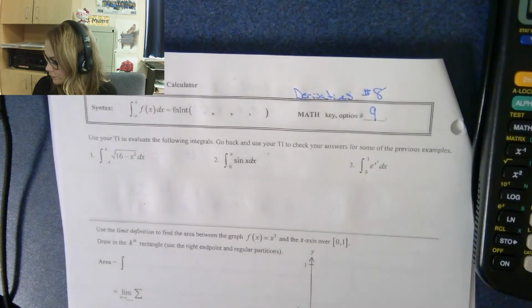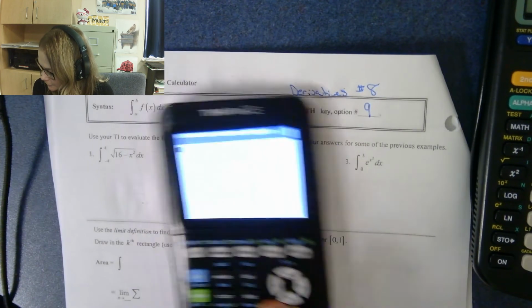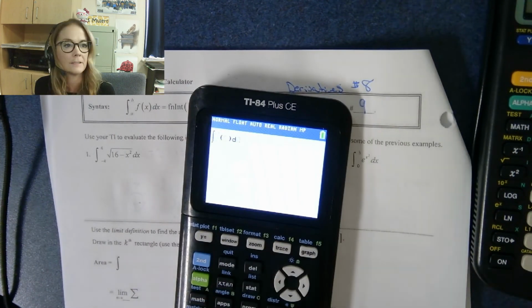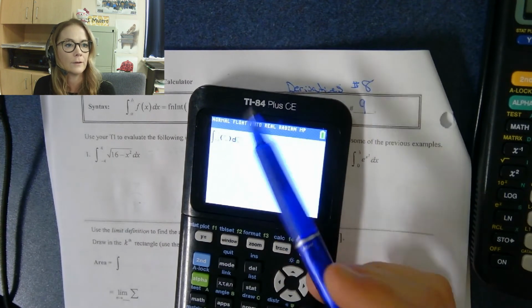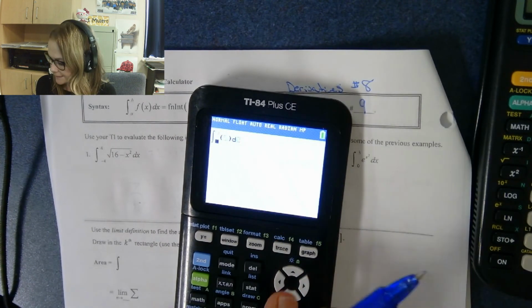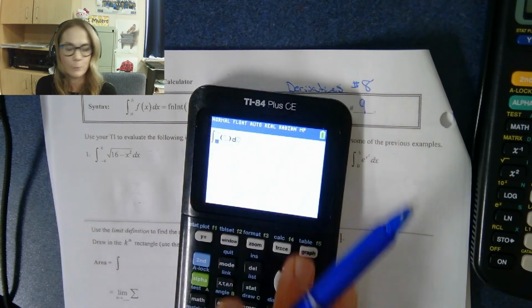On the 84s, let's clear this. You're going to get math 9. You're going to get something that looks more like your notes in the book. You're going to get the integral symbol, the lower bound, upper bound, place for the function, and then your dx there. So visually, it makes more sense.